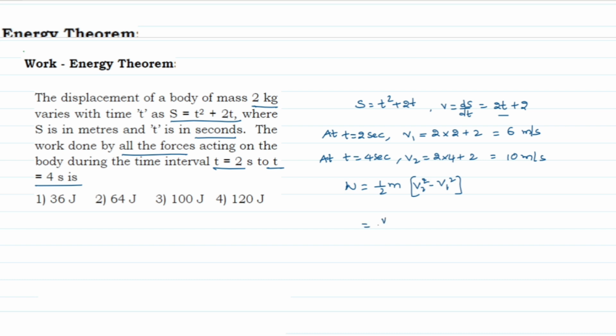Here mass is given as 2 kg. This is 2 kg into v2 square, in the sense here it is 10, so it's 100, minus 6 square, 36. This 2 gets cancelled, 100 minus 36 will be 64 joules. So 64 joules is the correct answer. Let us see the next question.